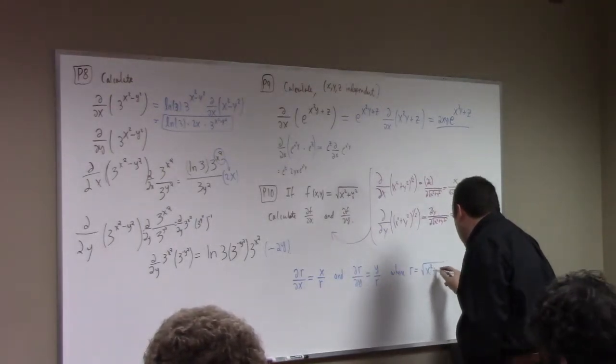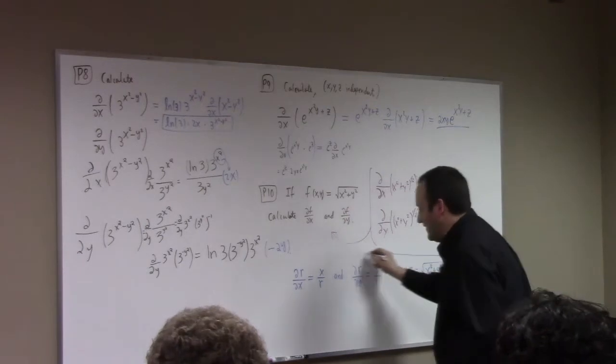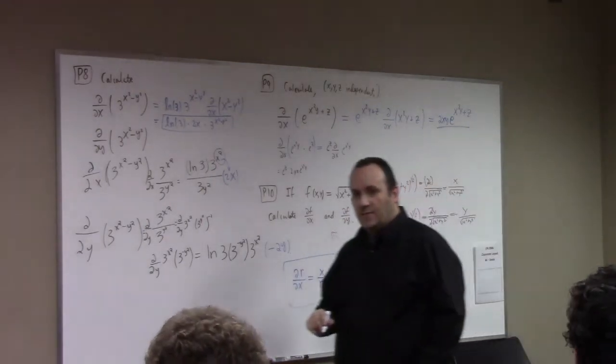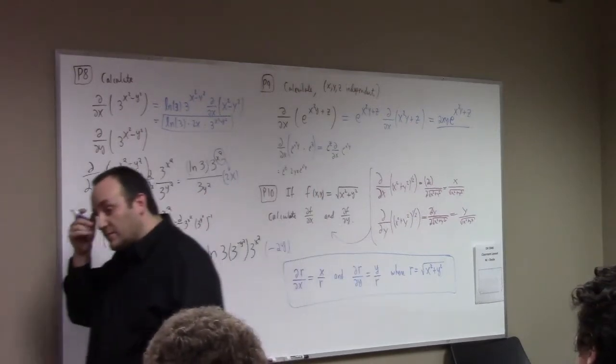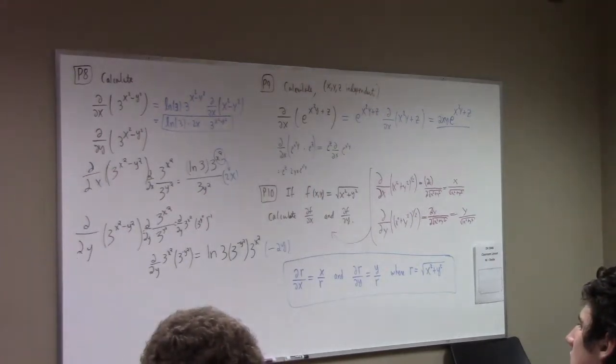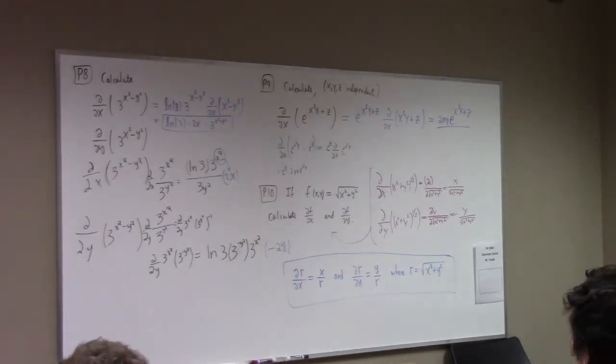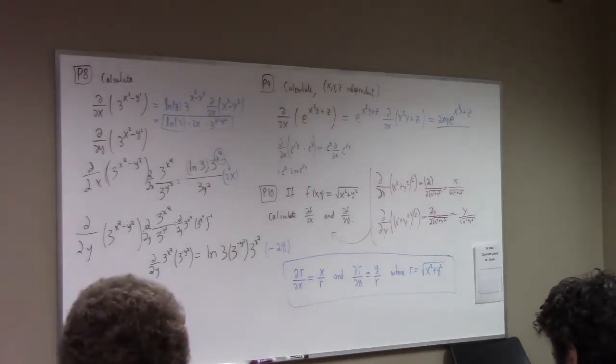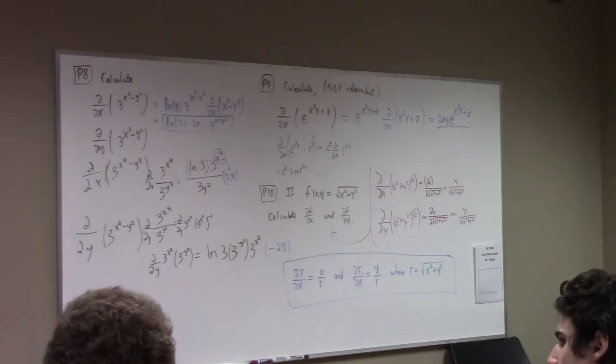Of course, that is the polar radius. So this is a nice result for us to stick away for later. The partial derivative of the polar radius with respect to x is x over the radius. The partial derivative of the polar radius with respect to y is y over the radius. These are neat derivatives to know about.